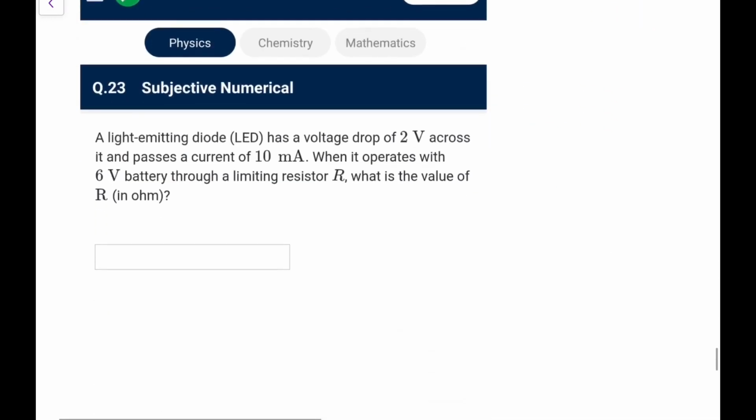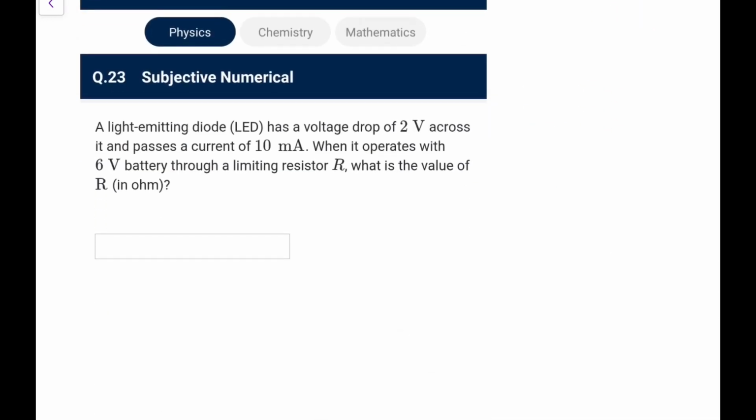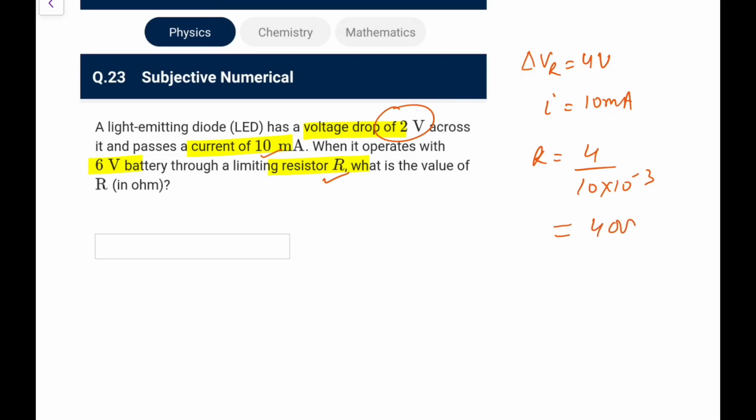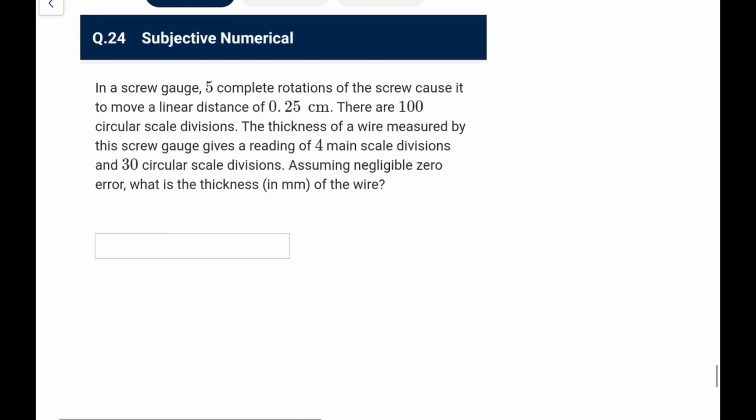Next one, an LED has a voltage drop of 2 volt across it and passes a current of 10 milliampere. When it operates with a 6 volt battery through a limiting resistor R, what is the value of R? So current is 10 milliampere and 2 volt is dropped across the LED, so the voltage across that resistor will be 4 volt, current through it would be 10 milliampere, so resistance is voltage upon I, 4 upon 10 into 10 to the power minus 3, so that is 4000 by 10, that is 400 ohms you require. So the value of the resistor will be 400. Easy one, no use of LED as such.